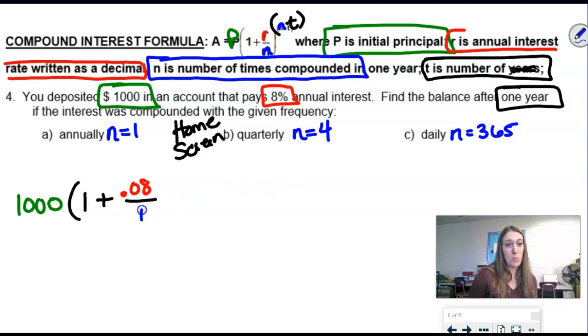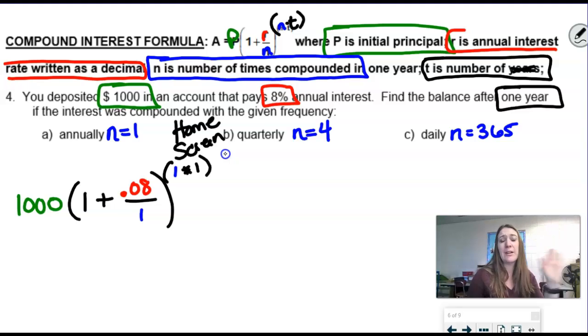So once annually, it's 1 time. I know that feels silly. Like, why would you divide by 1? But just write it down anyways. And then up in the exponent here, I'm going to put parentheses even though I don't need them on my newer calculator. The older calculators do need them. So that n shows up again, 1, and then times how many years. And we're only leaving the money in for 1 year. So again, 1 times 1, that's 1. Why do we even bother? Just write it down. Okay, so that's the first question we're going to type in a moment.